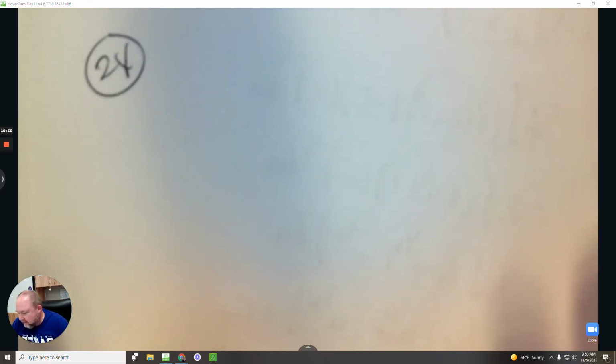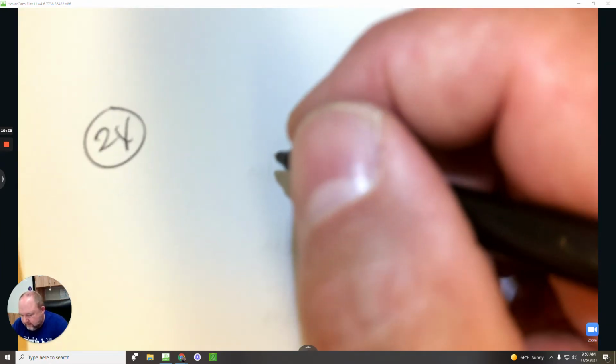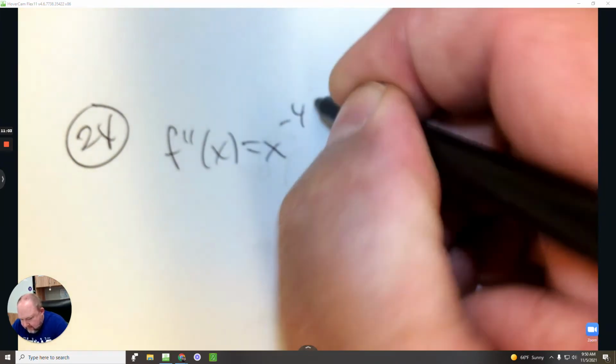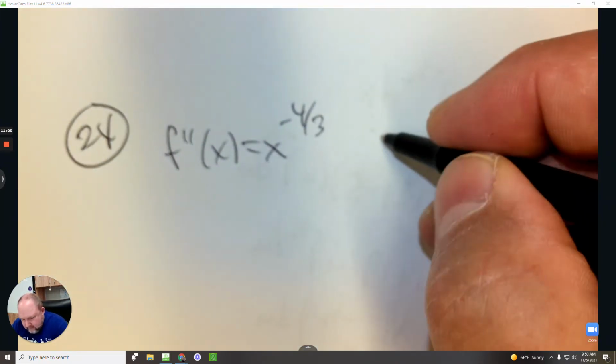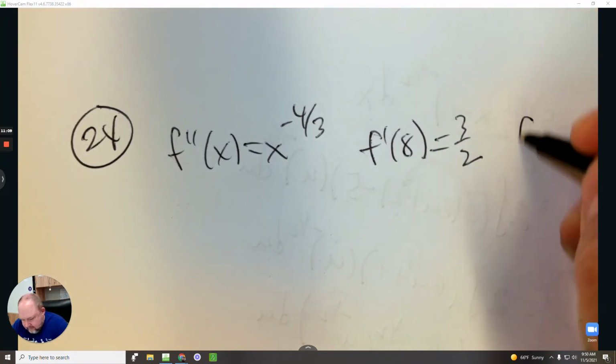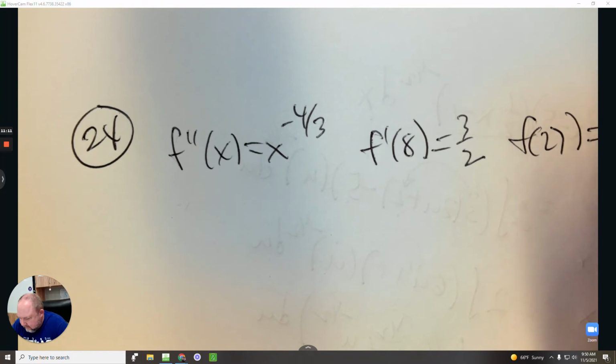24. I think I'll get like 2 more questions done for this, and then I'll do another video. So the second derivative, x to the negative 4/3. The derivative at 8 is 3 over 2. The function at 27 is equal to 5.